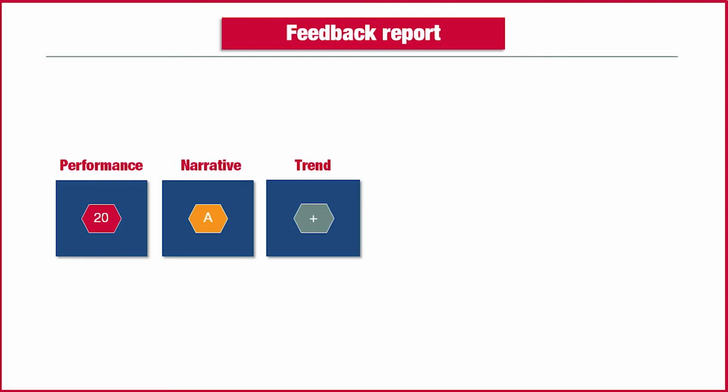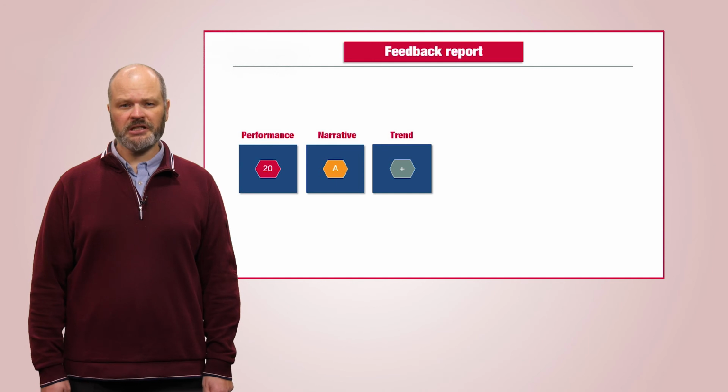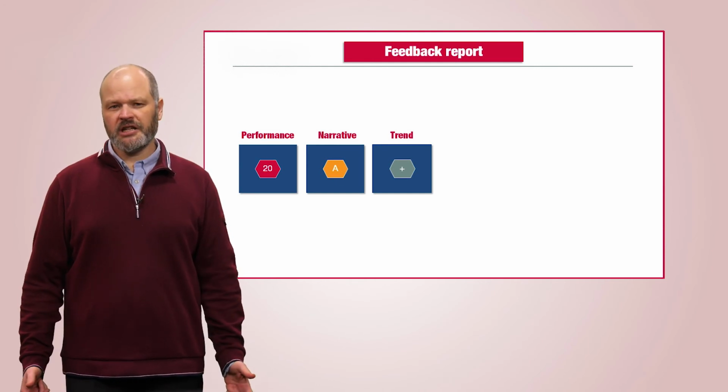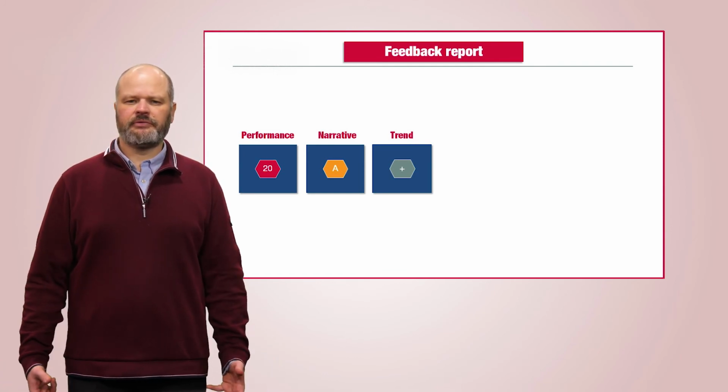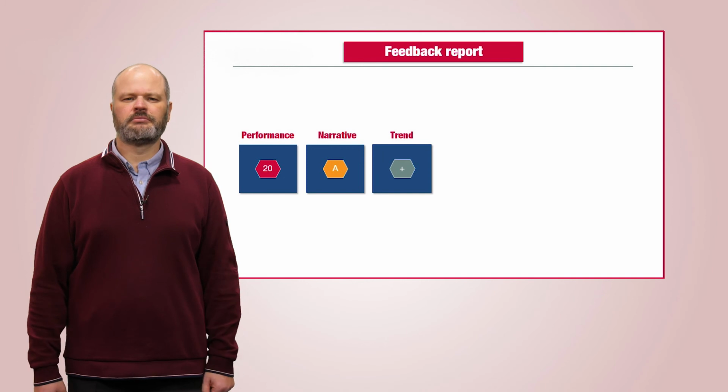Finally, I will introduce the basic structure of an ACT feedback report. It contains 3 main parts. The first is the section on performance, narrative and trend scoring results. This is the communication of the ACT rating and its three main scoring components.